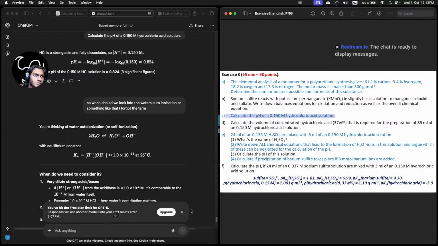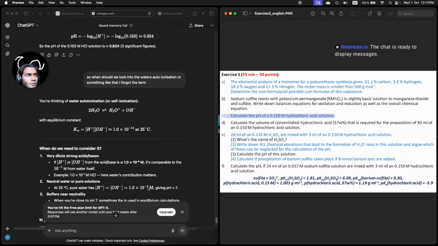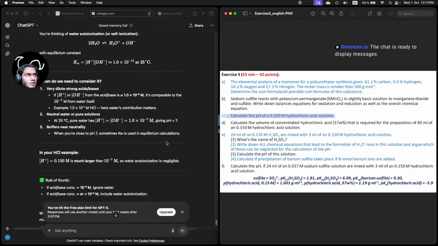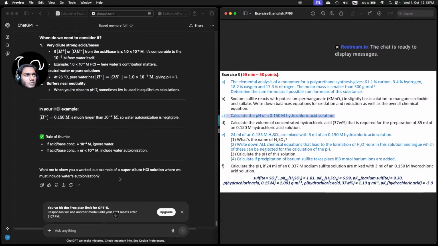Water autoionization. When do we consider it? Very dilute strong acids or bases. It's less than that, your water contribution matters. Okay. Neutral water or pure solutions, and pure water. Buffer near neutrality. When you're close to pH 7, sometimes KW is used in equilibrium calculations. In your example, okay. Ignore water. Okay.